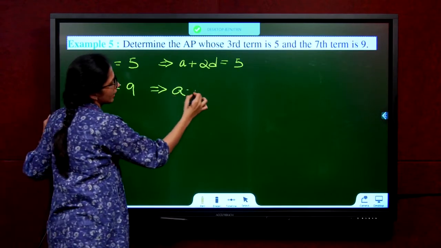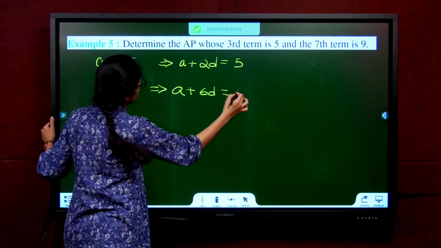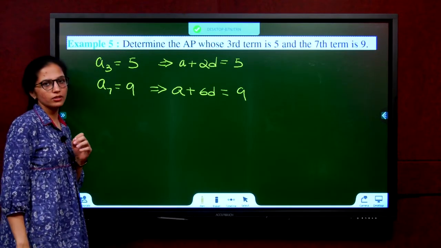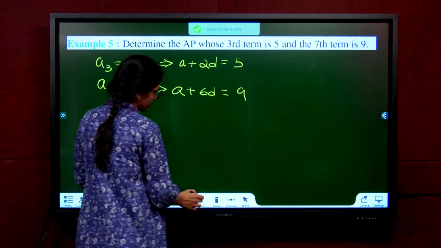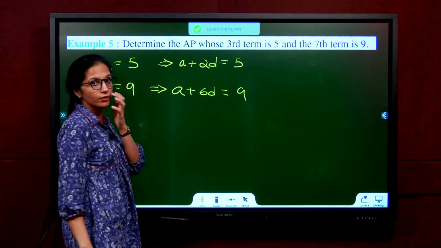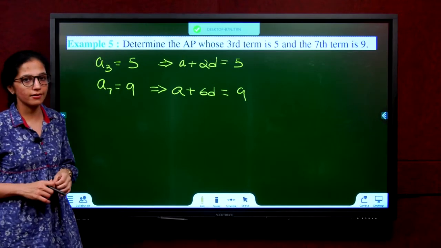A plus 6D is equal to 9. Do you all know how to simplify these two equations? This is equation 1 and 2. You can do either 2 minus 1 or 1 minus 2. How do you do it? This is called the elimination method.